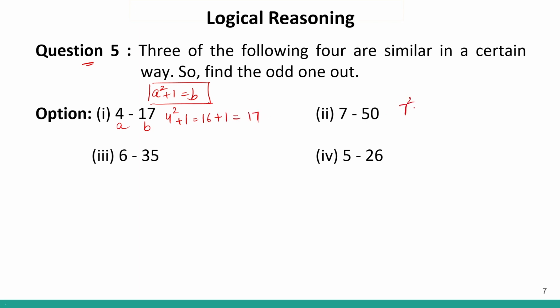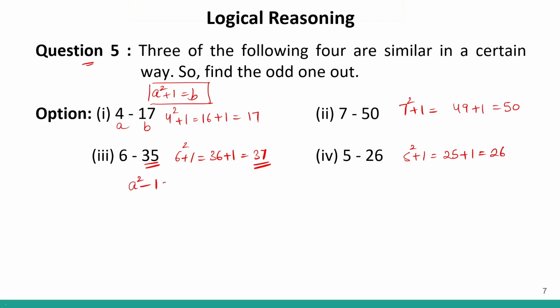Similarly over here I can see 7 square plus 1. So 49 plus 1 will give me 50. Correct? Over here 5 square plus 1, that means 25 plus 1 will give me 26. But when I look over here, 6 square plus 1, so 6 square plus 1 means 36 plus 1 should give me 37 and not 35.